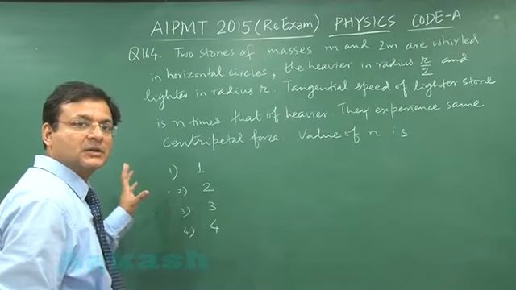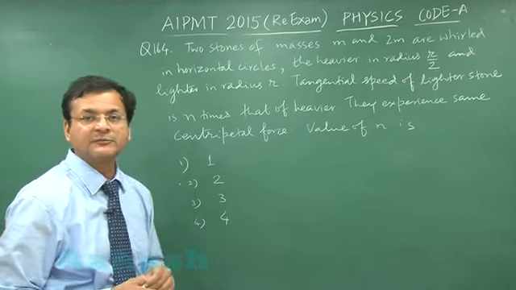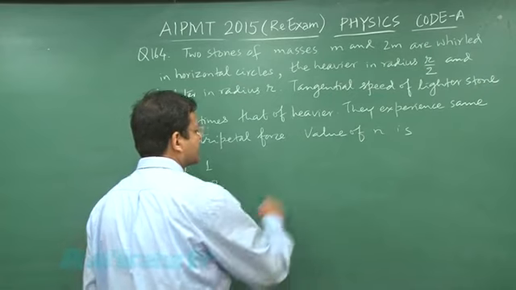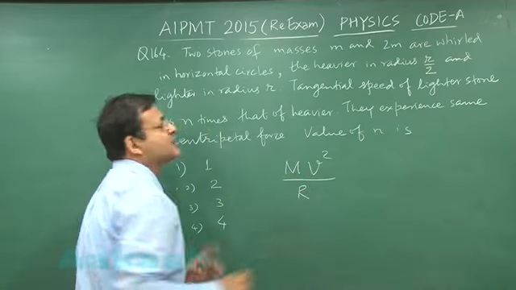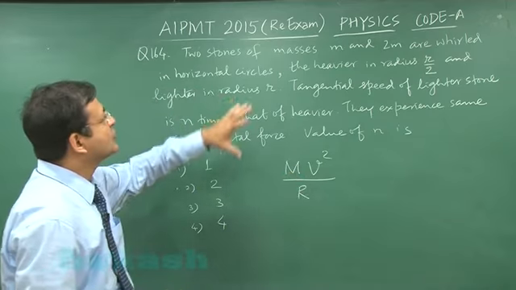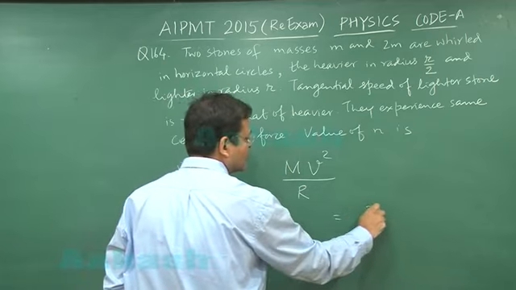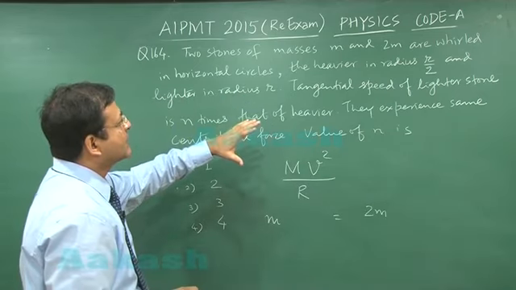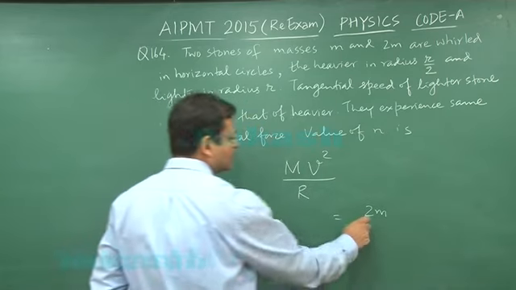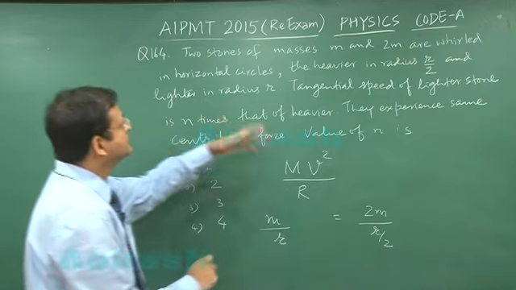Now this is a kind of question which is trying to equate the centripetal force. You know that centripetal force has the expression mv square by r. Here it's a comparison based question. They are saying that two stones of masses m and 2m, so here I am writing m, and on this side I am writing 2m, have the same centripetal force. The heavier has radius r by 2. So this one has the radius r by 2 and this one has the radius r, they have given you.